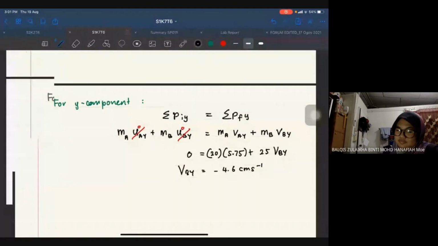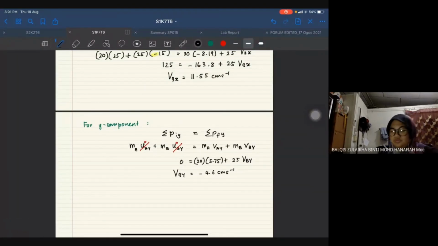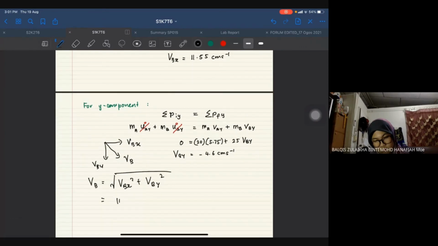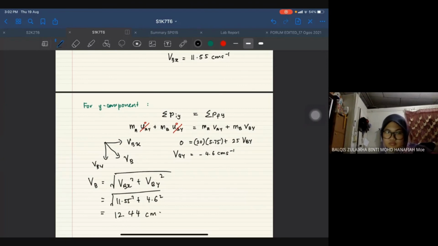Okay, now you have two velocity X and Y components. So I can redraw that one. I know that X is positive, so it is to the right, and Y downwards. Okay, so the resultant would be your VB. So you want to find VB, so you can calculate VB using square root of VBX square plus VBY square. So here I got 11.55 square plus 4.6 square. Again, if you got meters, that one should be 0.04. I got here is 12.44. The unit again still in centimeter per second.